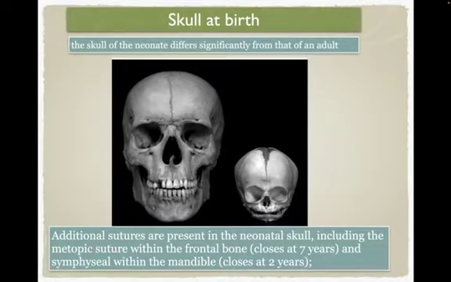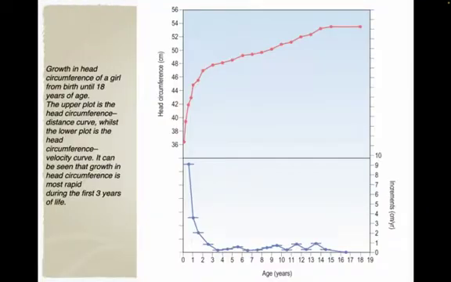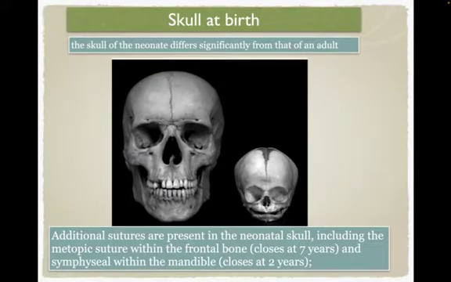And also, in the infant, we have 2 more sutures compared to the adult. The first one is the symphysial suture, which is present in the mandible between the right and the left mandible, and will close by the age of 2 years. And we have the metopic suture, which is present between the 2 frontal bones, this one here, that will close as well by the age of 7 years. So these are slightly the differences between the skull of an adult and the skull of an infant.